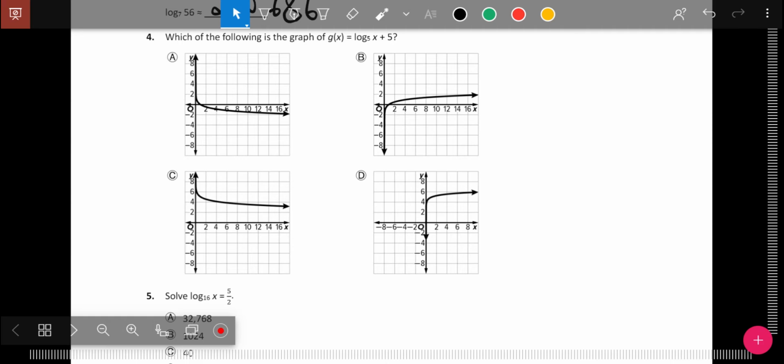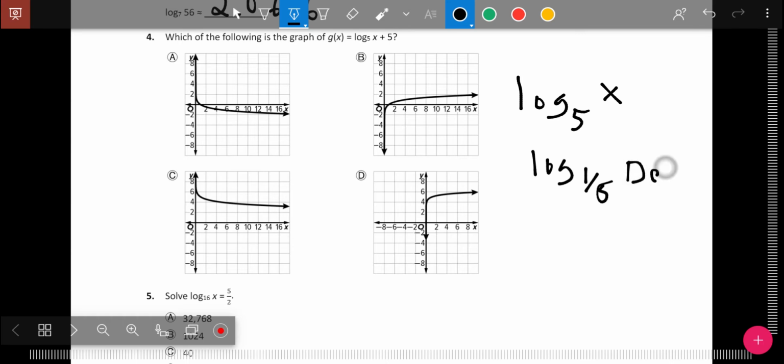For number 4, it's log base 5, log base 5, power of x. Okay. If it was log base like 1/5 or some fraction smaller than 1, this would be decay. It would be going down. This one's positive 5, so it's going up.